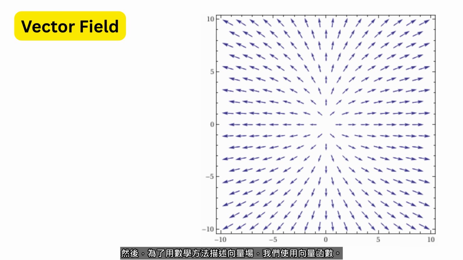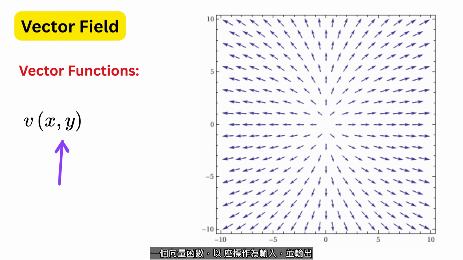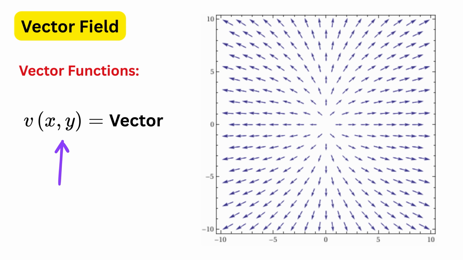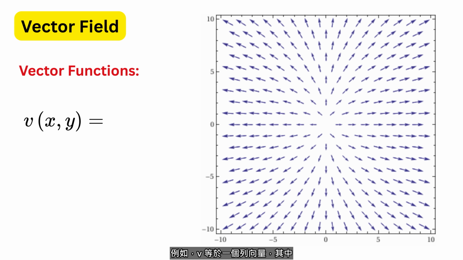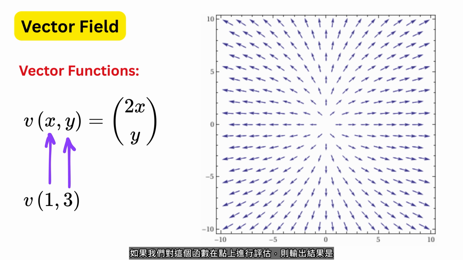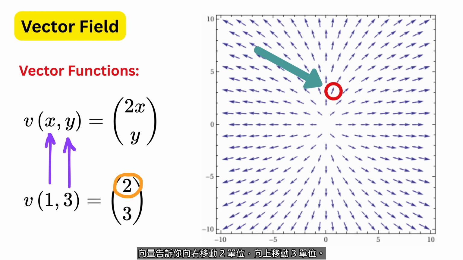Then, to describe vector fields mathematically, we use vector functions. A vector function takes coordinates as input and outputs a vector with components in different directions. For example, v of x, y equals a column vector where the first entry is 2x and the second entry is y. If we evaluate this function at the point 1, 3, the output is a vector telling you to move 2 units to the right and 3 units up.